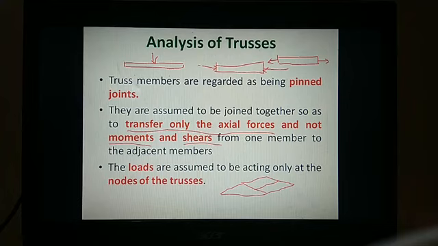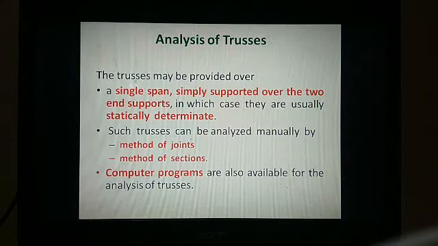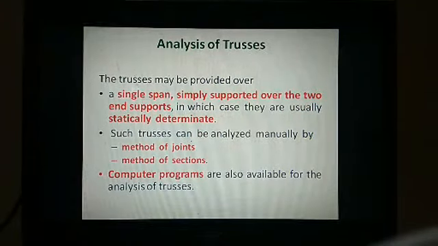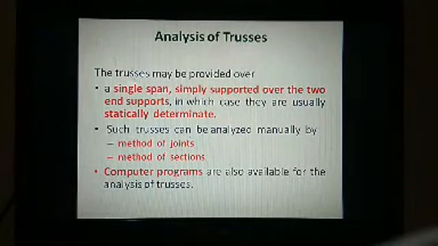The loads are assumed to be acting only at the nodes of the trusses. So what do you mean by nodes? If you take the roof truss, these are the node points like this. And the trusses may be provided over single spans, simply supported over the two end supports, in which case they are usually statically determinate.